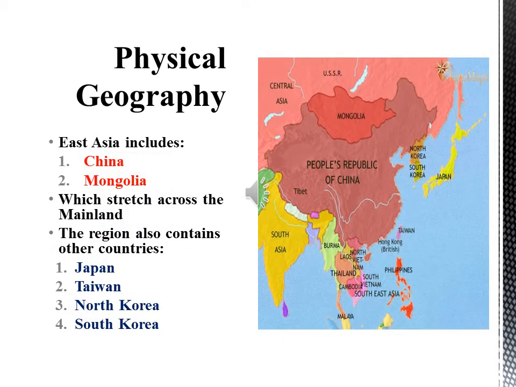The physical geography of East Asia includes countries such as China and Mongolia, which spread across the mainland, which is the land of the continent itself. We can see also countries such as Japan and Taiwan, which are mainly islands surrounded by water from all sides, and North Korea and South Korea. North and South Korea are called the peninsula, the Korean peninsula. Peninsula, of course, we took it before, but just to remind you, a peninsula is a land that's surrounded by water from three sides and has a strip of land connected to the mainland of the continent.